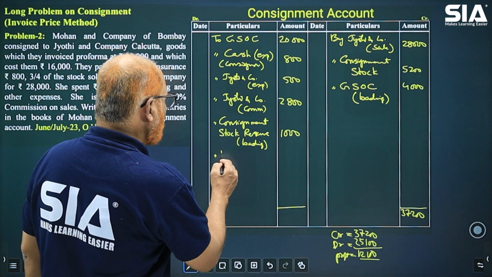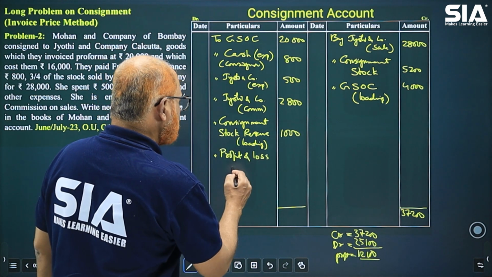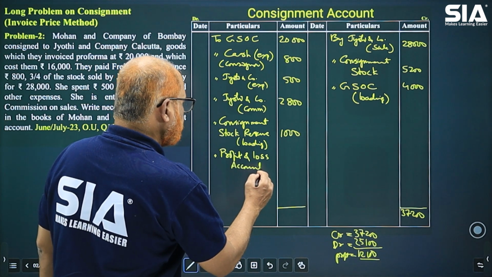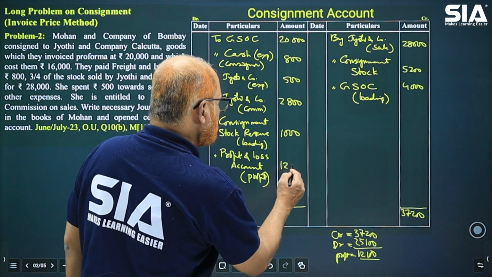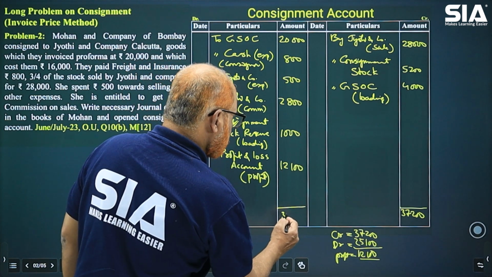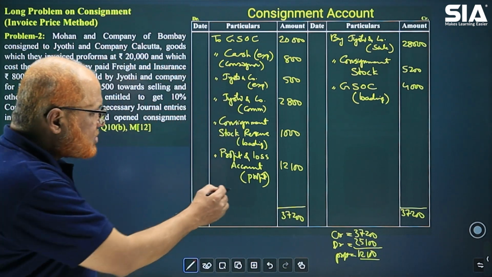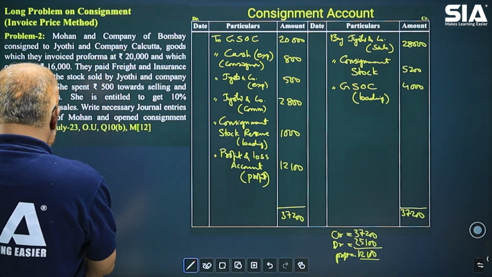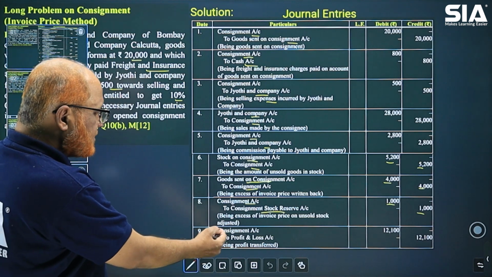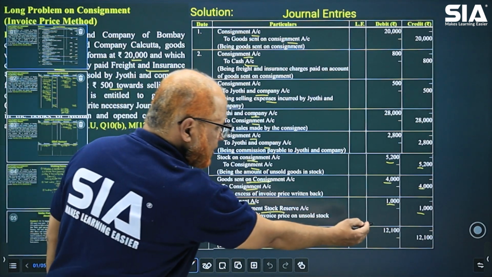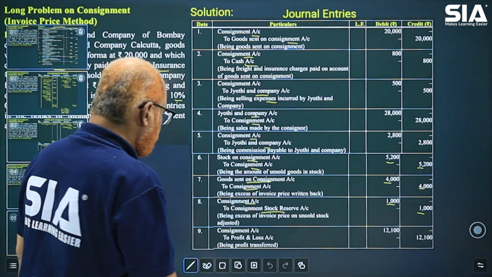So on the debit side you write down profit and loss account. This is the profit. How much profit we got? 12,100. The total is 37,200. That's all. So this 12,100 you can see there in the entry. Last entry, consignment account debtor to profit and loss account, 12,100. This we got from consignment account.